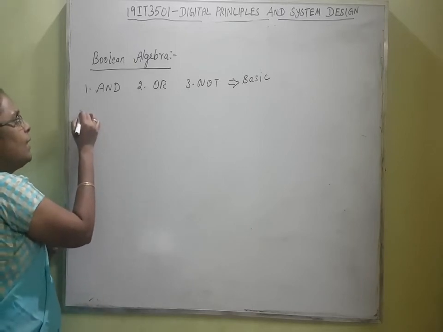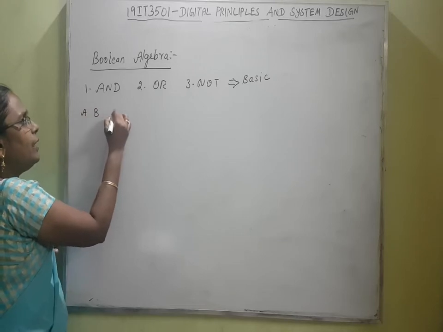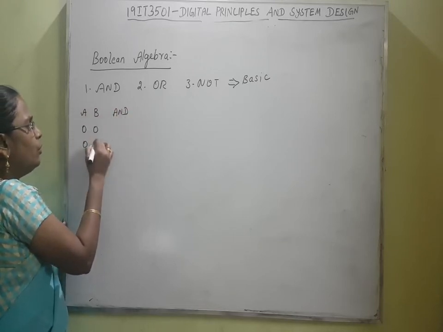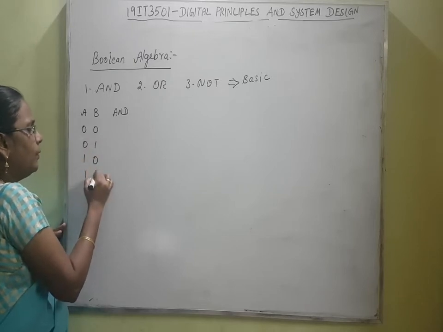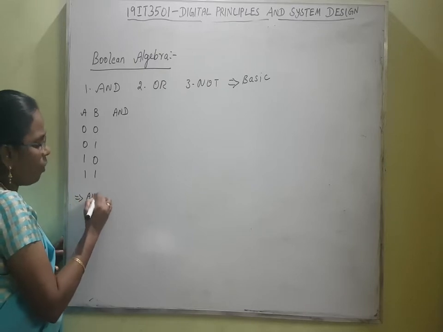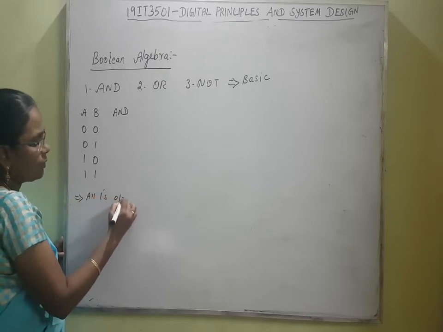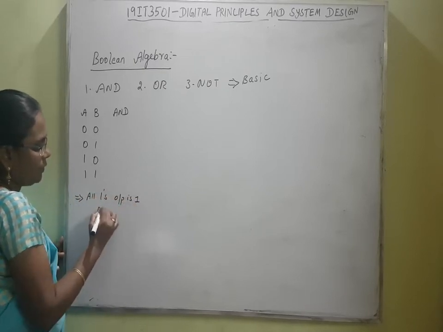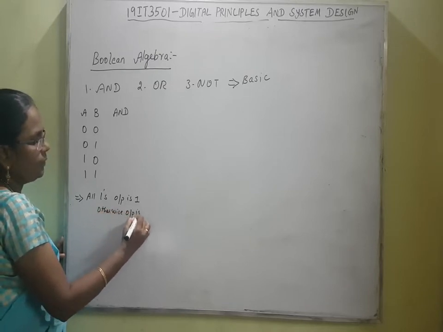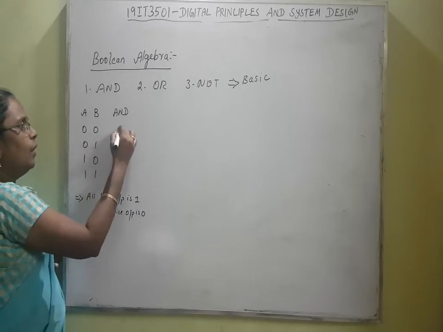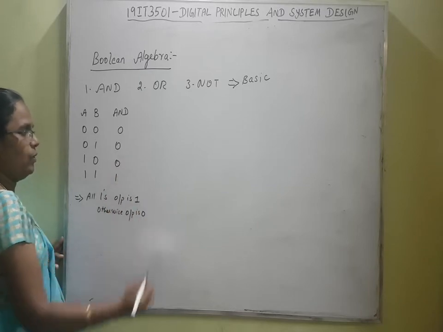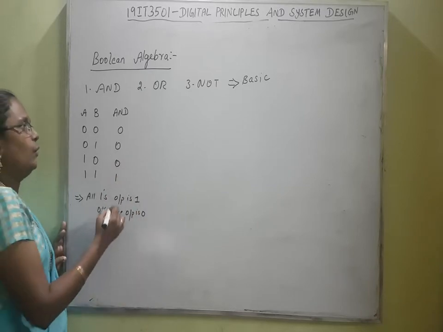Now let us first take AND. So you have A, B and the AND of these two. So you have 0 0, 0 1, 1 0, 1 1. Now an AND operation can be represented as: if there are all ones, output is 1, otherwise output is 0. So this is all ones, so output is 1. So this is an AND operation.